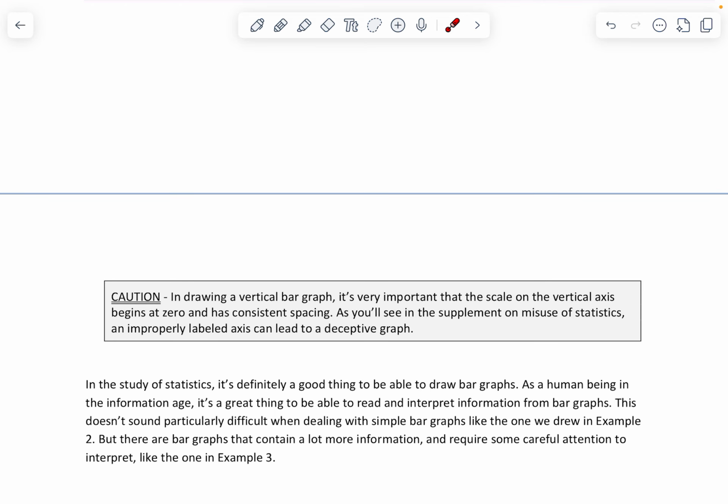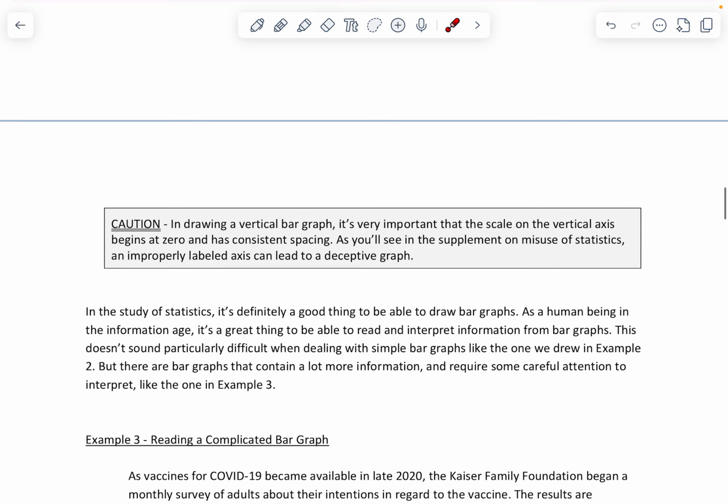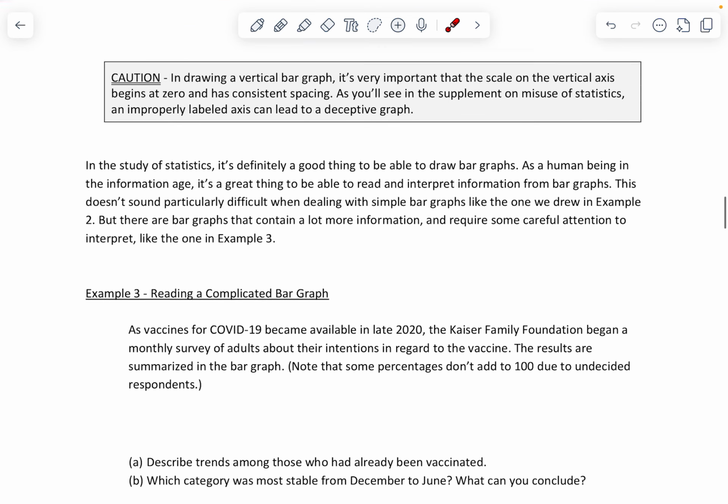Okay, moving on. In the study of statistics, it's definitely a good thing to be able to draw bar graphs. As a human being in the information age, it's a great thing to be able to read and interpret information from bar graphs. This doesn't sound particularly difficult when dealing with simple bar graphs, like the one we drew in example 2, but there are bar graphs that contain a lot more information and require some careful attention to interpret, like the one we are about to look at in example 3. So let's set this up.